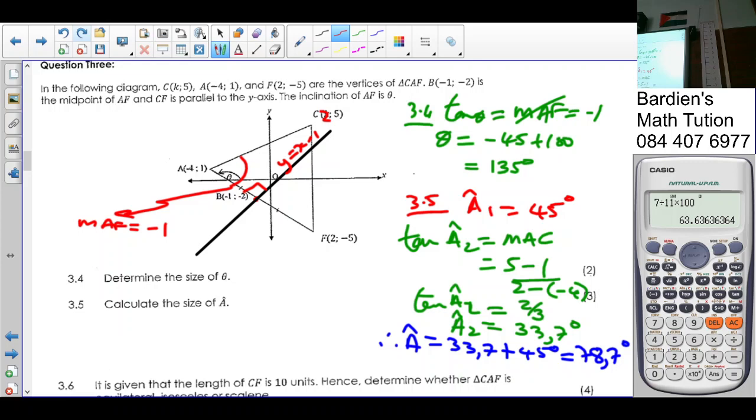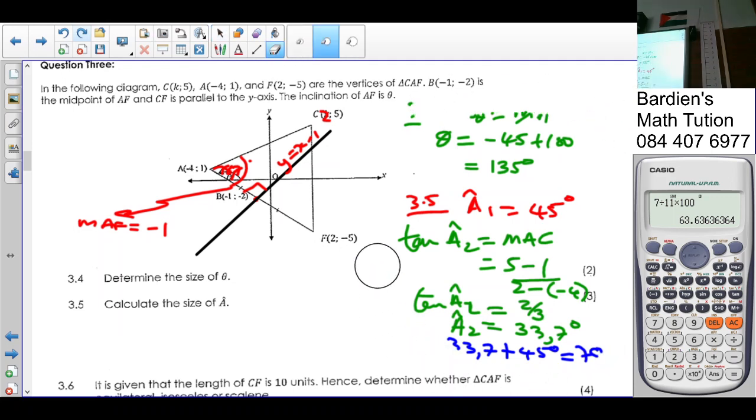This angle here is 78.7 degrees. Okay, any confusion here, people? Okay. And the next question.